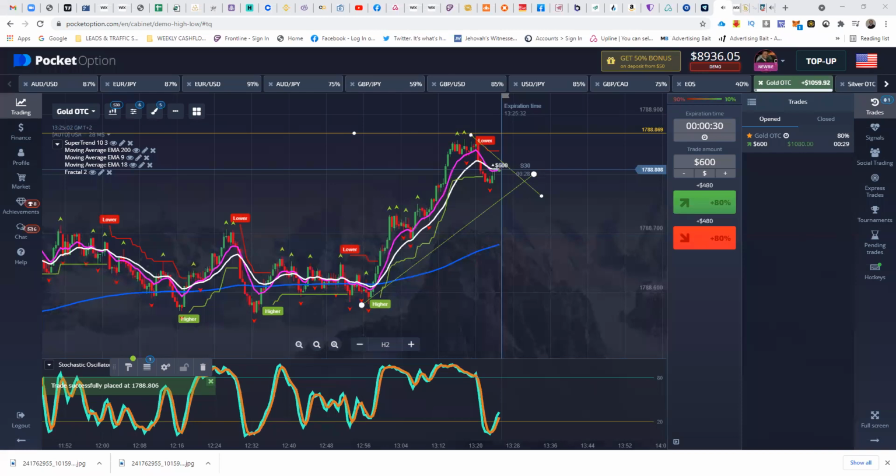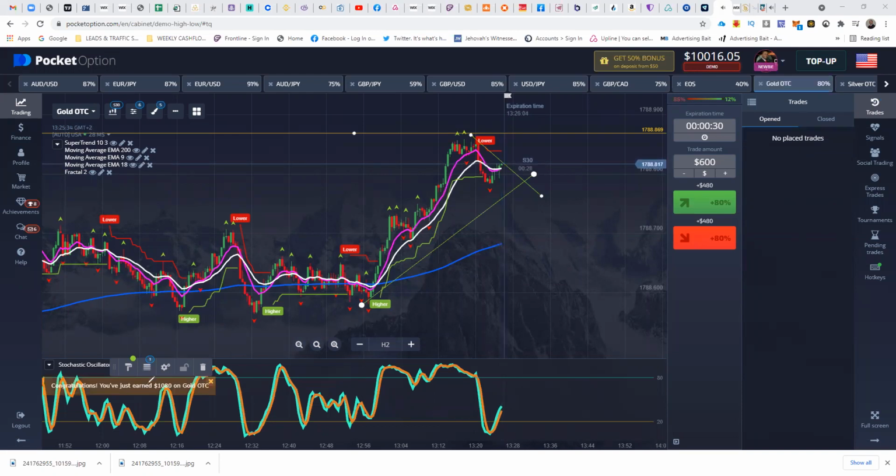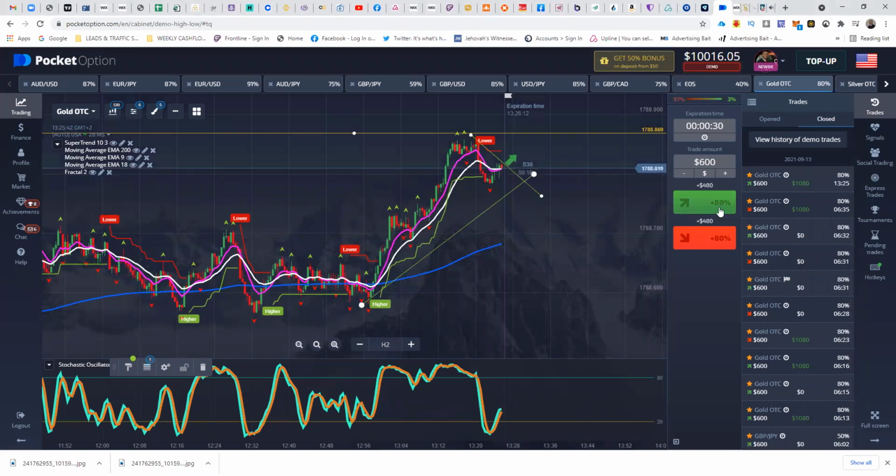All right, so I went ahead and put in a call option. So we'll see. I can see it's trending up on the oscillator here. We'll see if we can get something out of this. We got about 8 seconds. This is going to be $480 profit. Some money there. Nice job there. Boom. $480 profit plus my $600 investment.